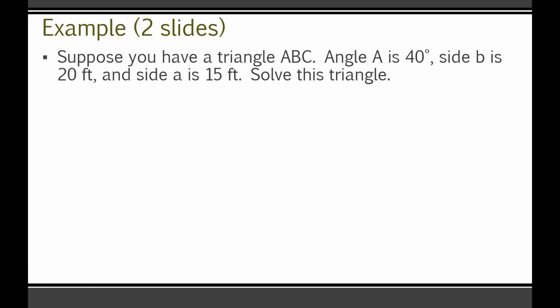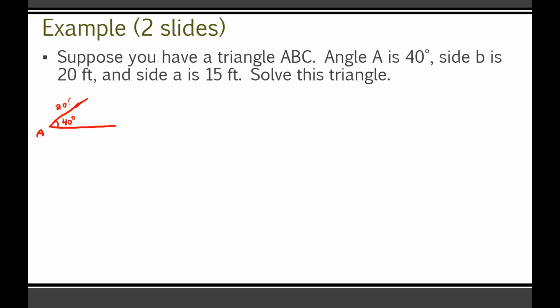Hint, hint. Suppose you have a triangle ABC. Angle A is 40 degrees, side B is 20 feet, and side A is 15 feet. Solve this triangle. Let's start by drawing a picture, as always. When I draw a picture, I always make sure my flat side is the bottom, and that'll be my unknown. I don't know how long that side is. I'll just start by drawing a flat base because it's a good place to start. Angle A, which I like always doing in the left-hand corner, 40 degrees. So once again, a 40-degree angle, and I'll even call it A. There we are. We know side B is 20 feet. Let's just make this a little bit longer just so we have some room here.